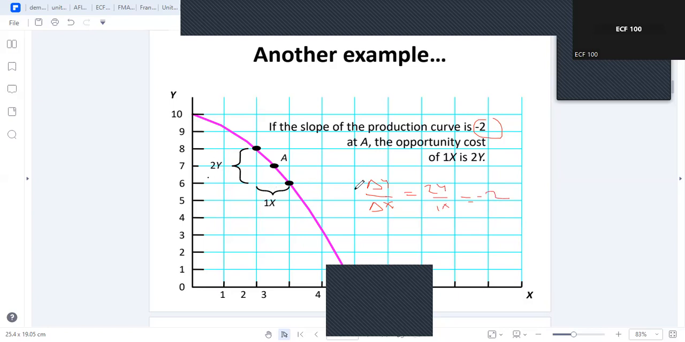So in reality, the change in y will be what? 6 minus 8, over the distance from here to here. This is 2 minus 3. So here this is negative 2 over 1, which is negative 2. So that's the slope that we are looking at.